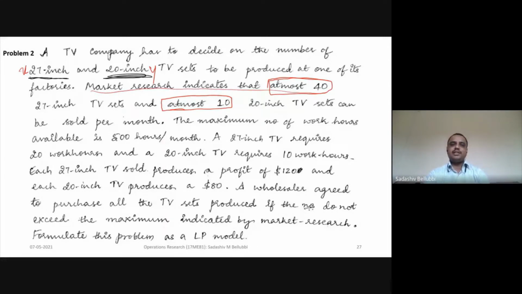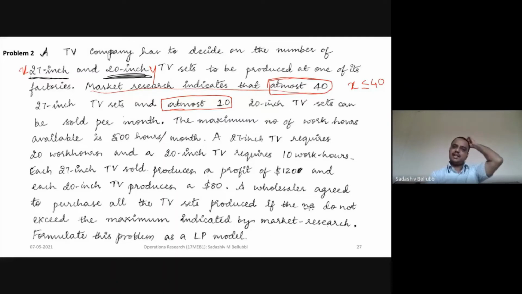So what do you mean by this? The maximum number of 27-inch TVs that can be sold is only 40. It means that X should be less than or equal to 40. It should not be greater than 40. So this is the meaning.